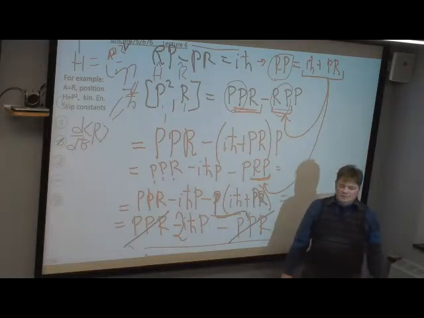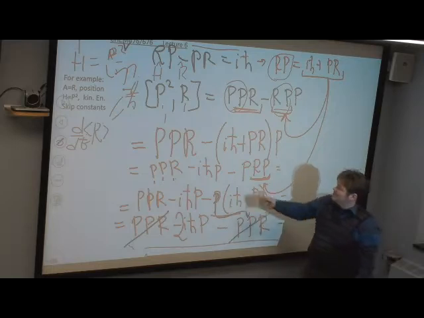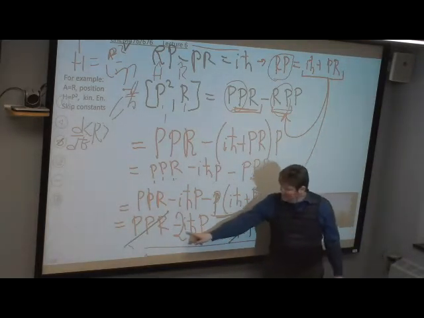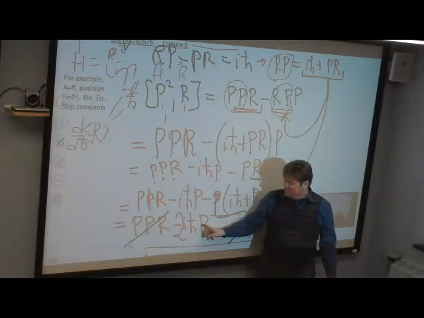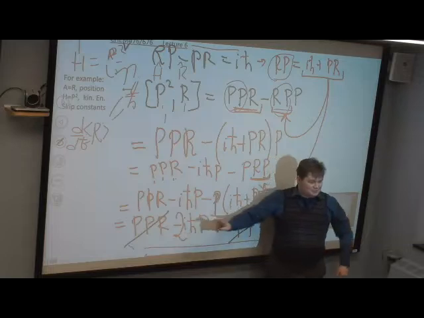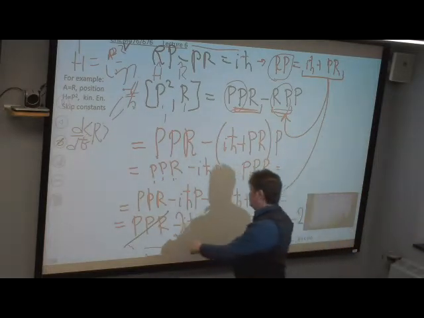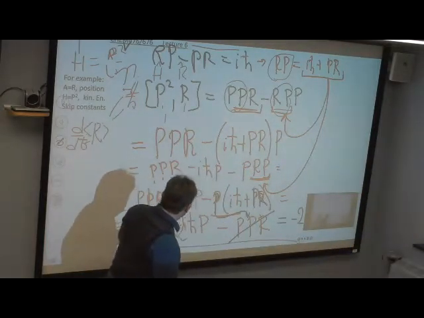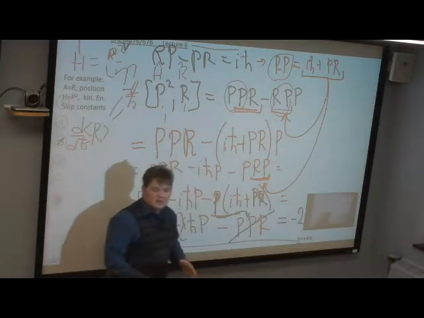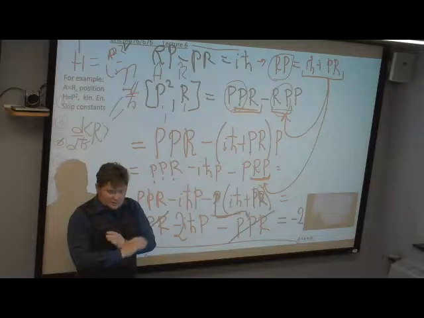So the penalty is like a traffic ticket. You get a traffic ticket once, and we get a traffic ticket a second time. So we have minus i h bar P times 2. We gain 2 traffic tickets. And then the remaining terms are in the right order, PPR, PPR. And when the order is the same, you can cancel them.